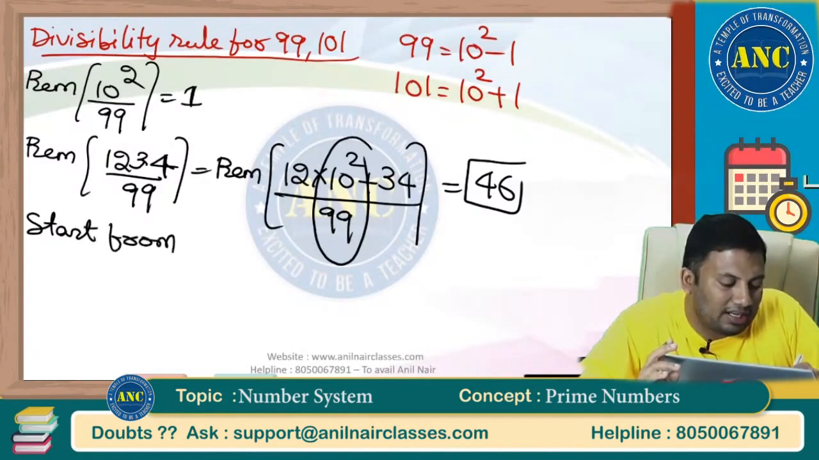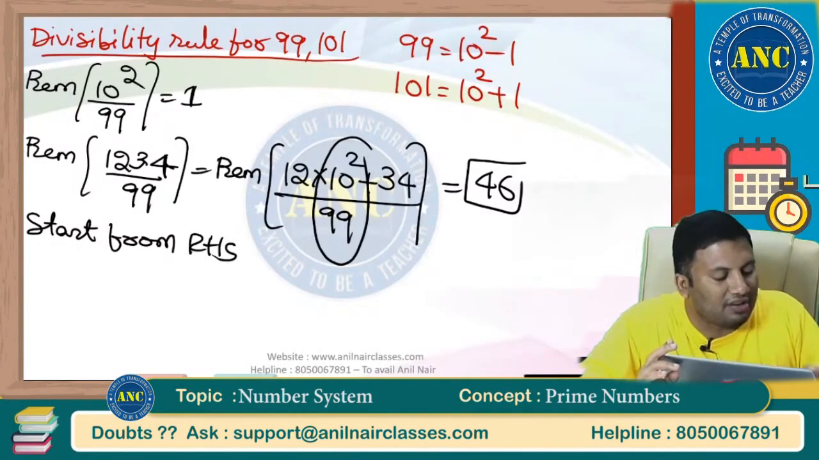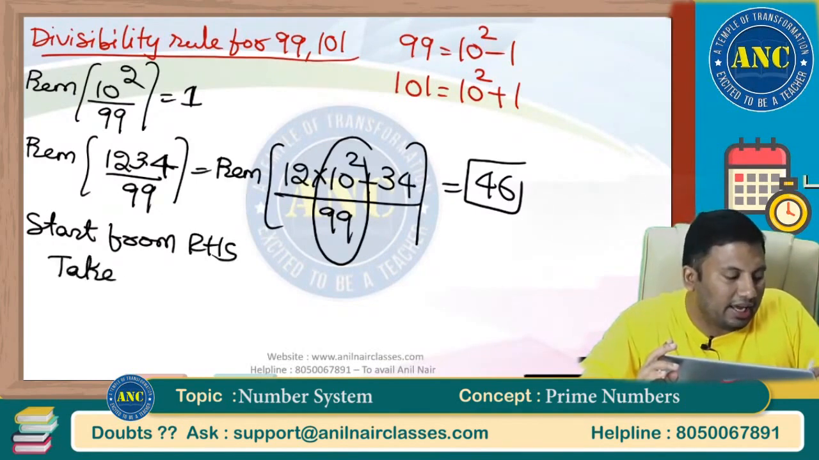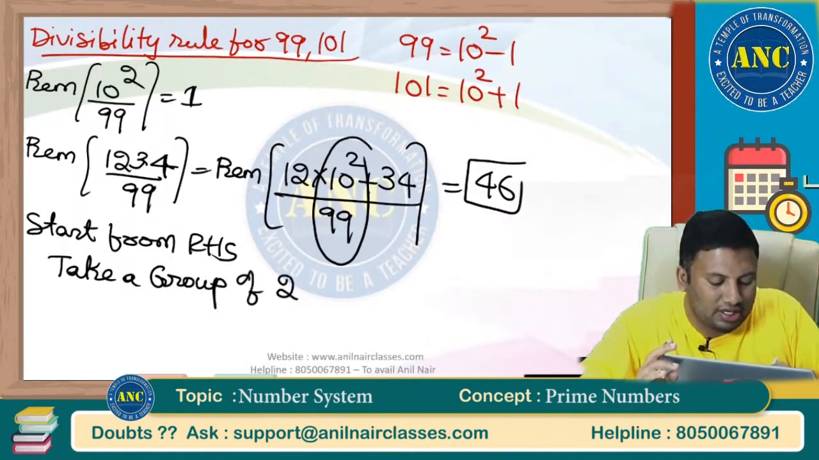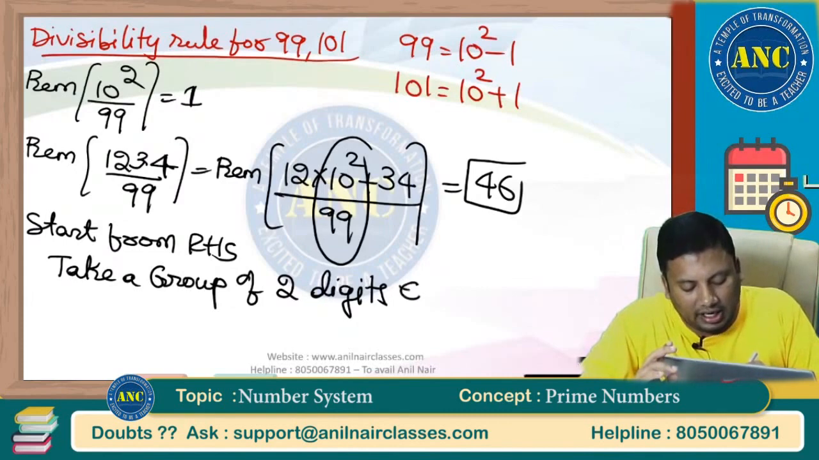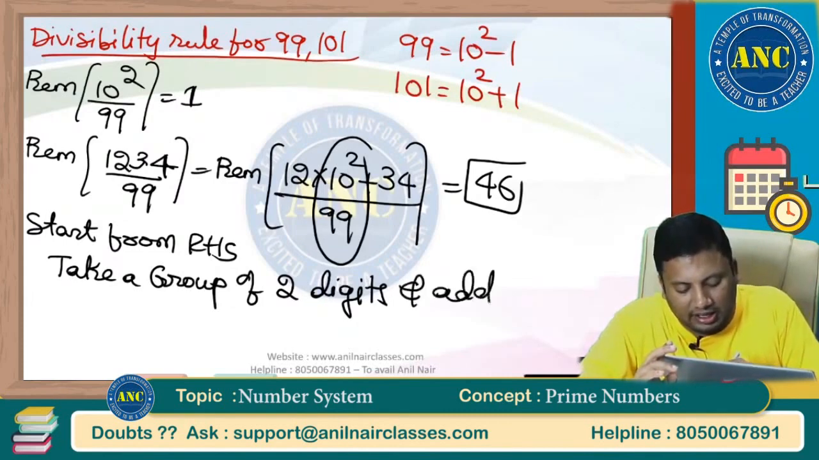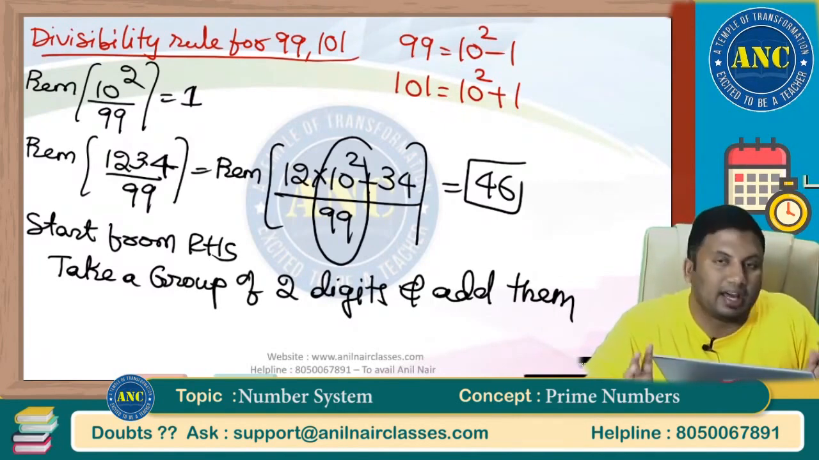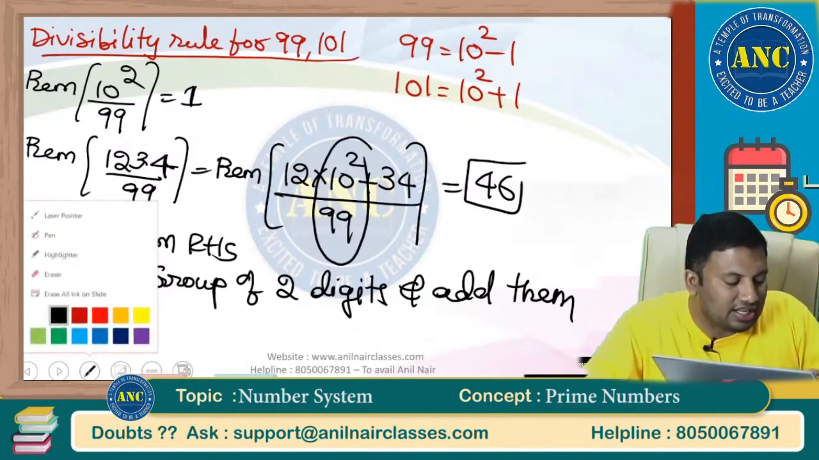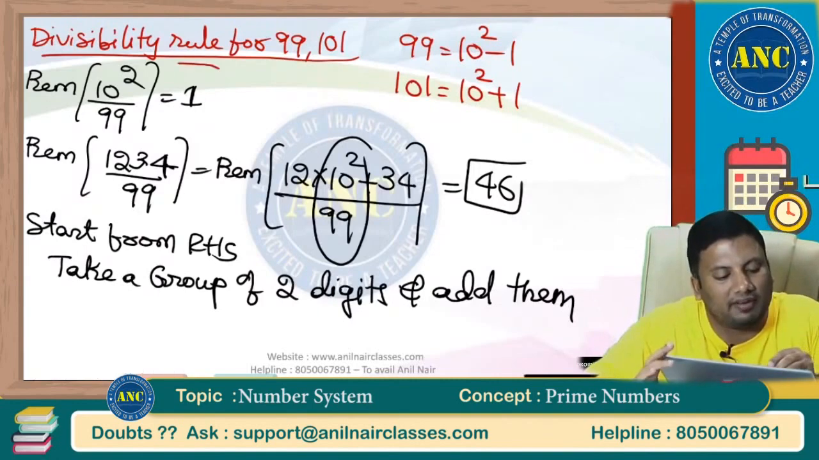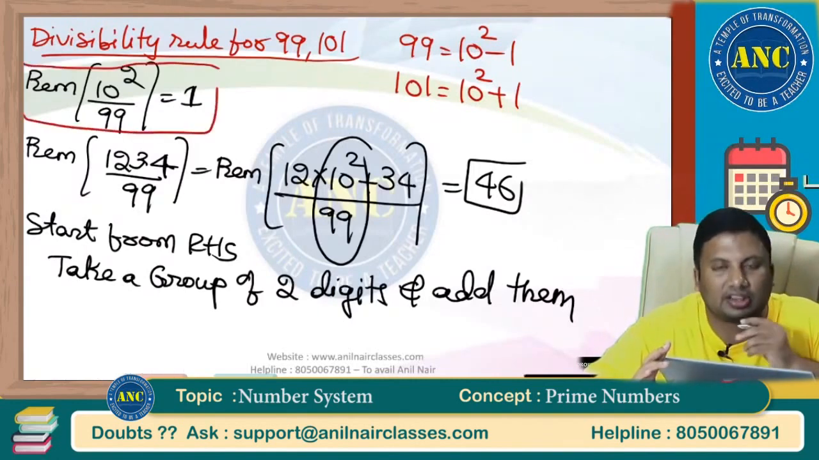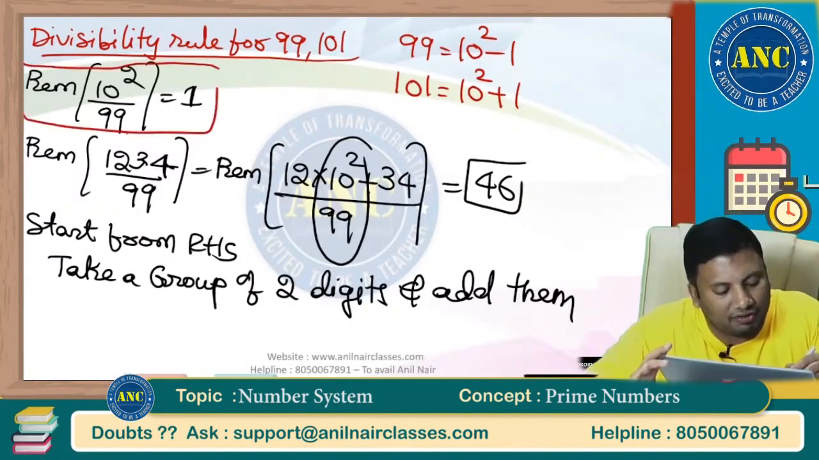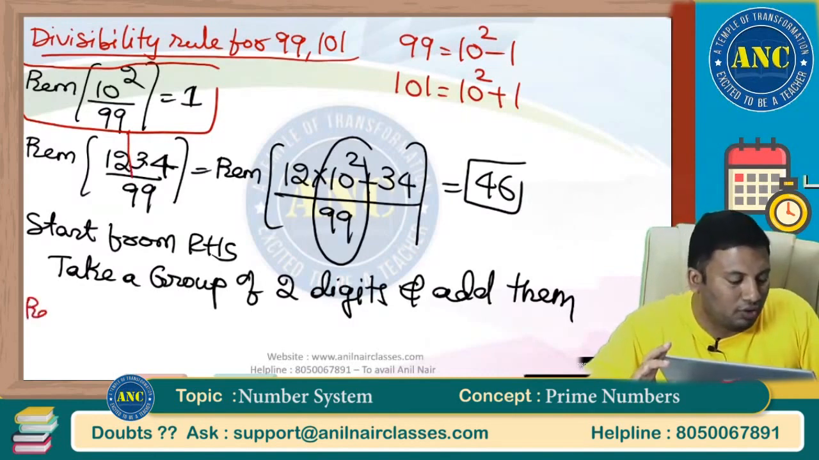So what is the divisibility rule for 99? Start from the right hand side. Take a group of 2 digits and add them. This is the divisibility rule for 99. I hope the idea is clear. Just adding. Why? Because 10 square divided by 99 is nothing but 1. So start from the right hand side and take a group of 2 digits.